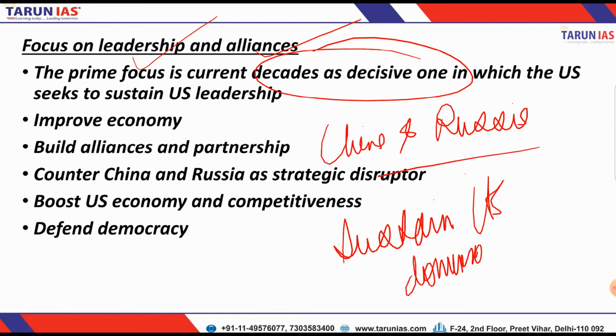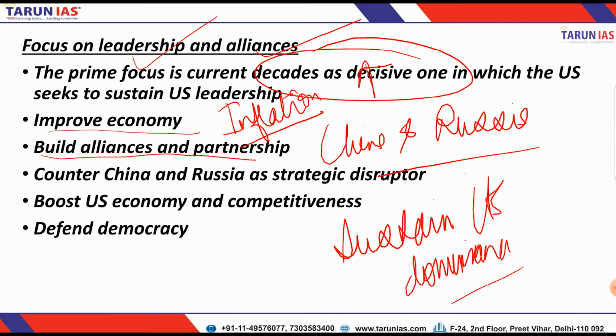So this is what the national security strategy is about. The security strategy also seeks to improve the US economy, and we know that recently the US economy saw high inflation, due to which the Federal Reserve, the central bank of the country, increased the interest rate, which had an impact on the Indian rupee too, because it led to a decline in the purchasing power of the rupee. And the security strategy also seeks to build alliances and partnerships.